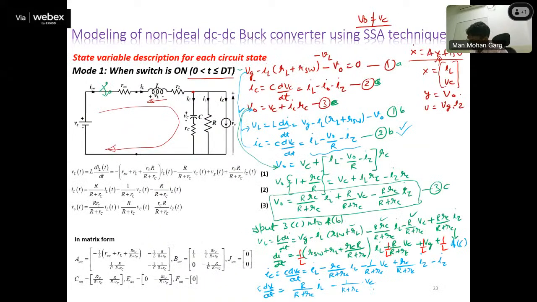Now the third term is this one, plus, you see this IZ is 2 times. So if you simplify this, then this will be minus R upon R plus RC IZ. So yeah, right.